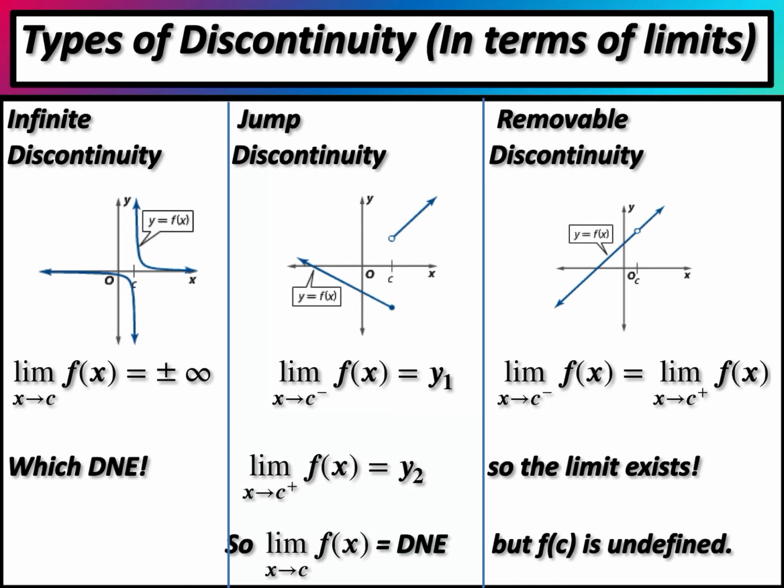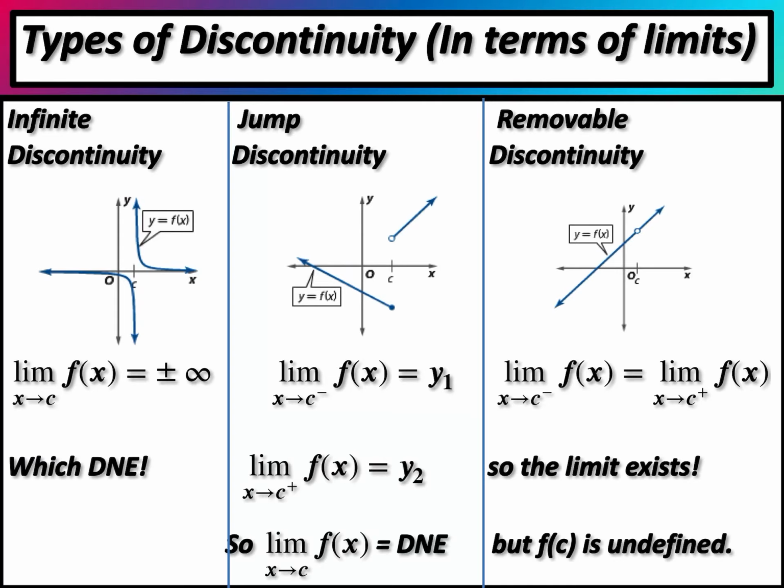Similar situation for the jump. Okay, from the left you could be approaching one y value, and from the right you are approaching a second. So instead of approaching infinity, they're coming to specific y values. However, the overall outcome is the same: the limit does not exist.